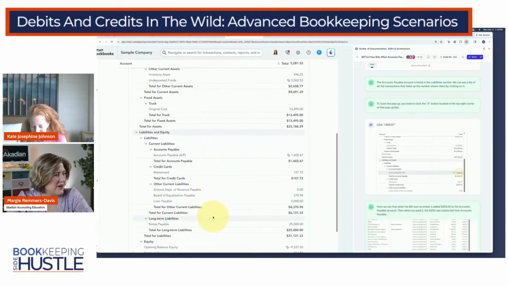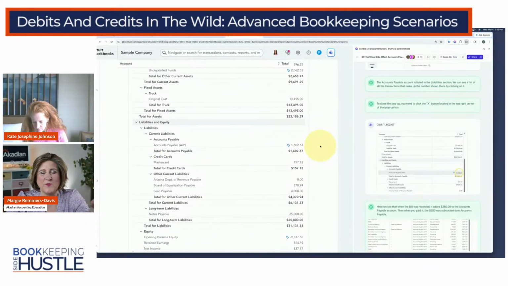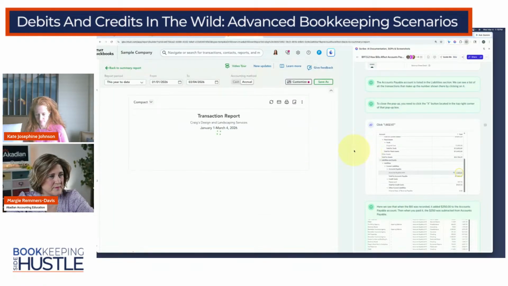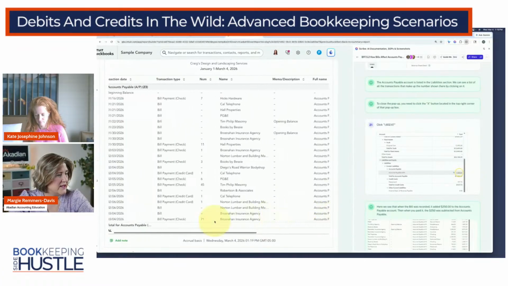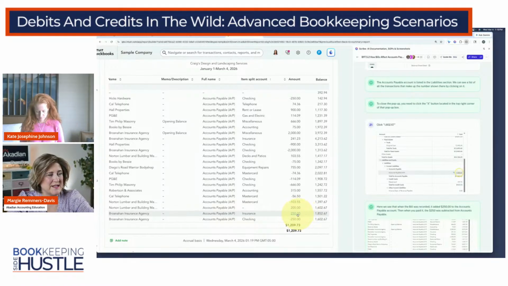All right, so here we are. Here is our accounts payable account. In QuickBooks Online, in any report that you're looking at, you can click on the number to see what transactions made up that number. So I'm going to click 1602. I'm going to scroll down to the bottom for the most recent thing, and you can see here is the bill that was created. $250 was added to accounts payable, and then when we paid the bill, $250 was subtracted from accounts payable.